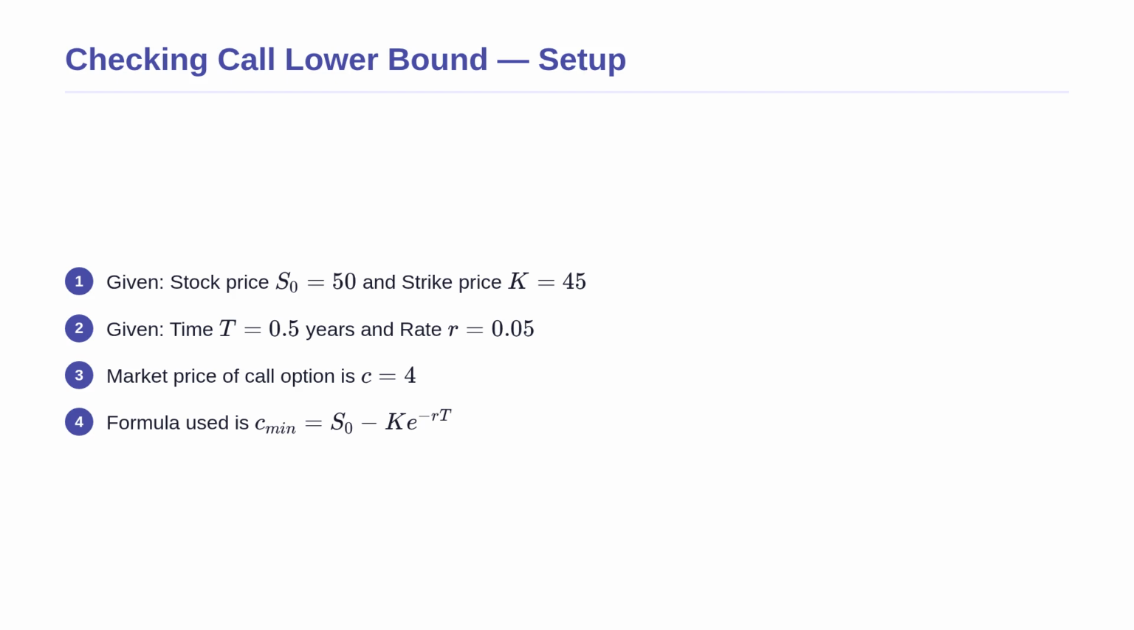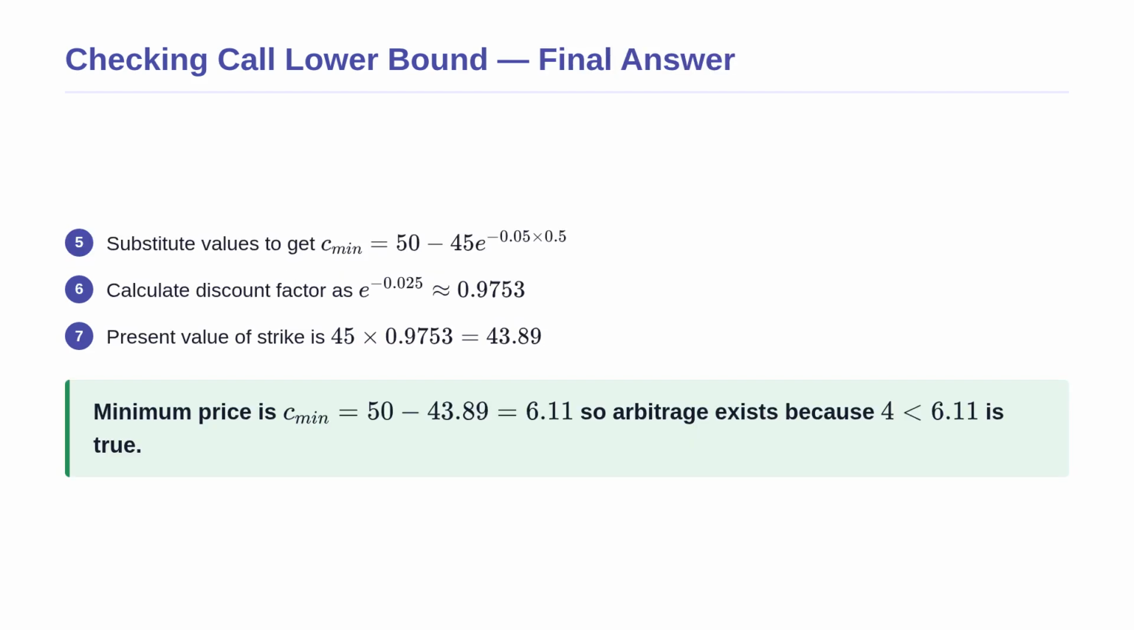We need to find out if this price is mathematically allowed or if it breaks the lower bound rule. To solve this, we will calculate the absolute minimum price this option is allowed to have using our lower bound formula, setting up the equation to find the minimum boundary. Continuing with our calculation, we substitute the given numbers into the variables. We get 50 minus 45 times e to the power of negative 0.05 times 0.5.